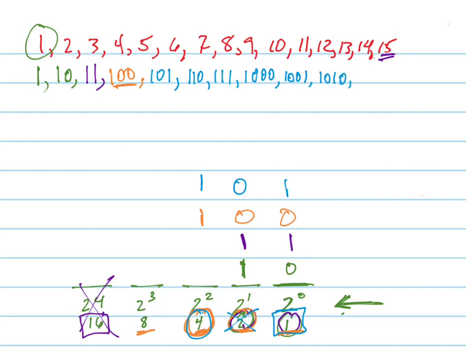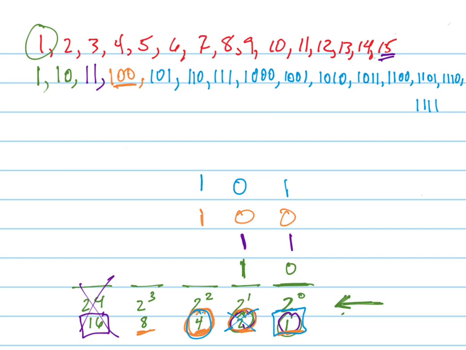11 would be an 8, a 2, and a 1. 12 would be an 8 and a 4. 13 would be an 8, a 4, and a 1. 14 would be an 8, a 4, and a 2. And 15 would be an 8, a 4, a 2, and a 1. Yeah. So those are all your answers for base 2.